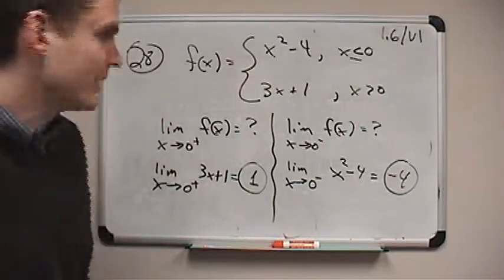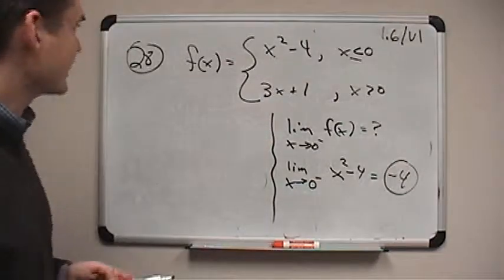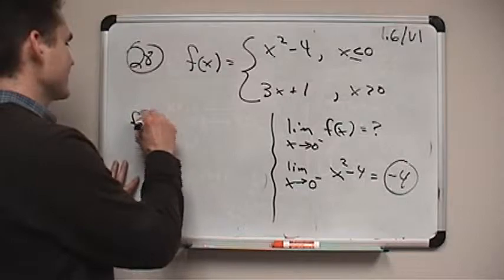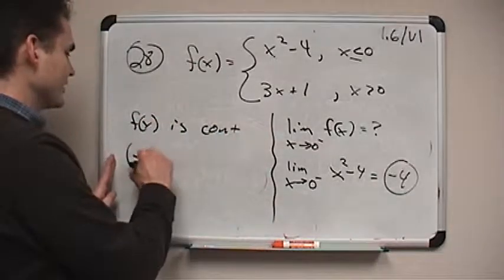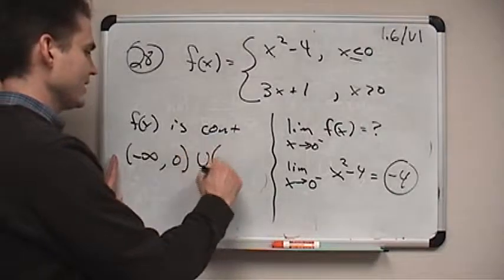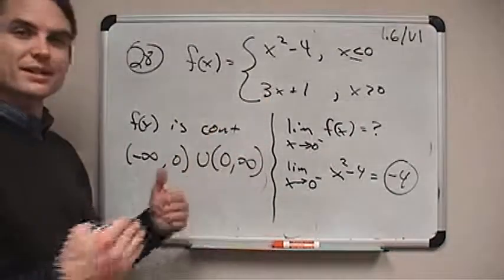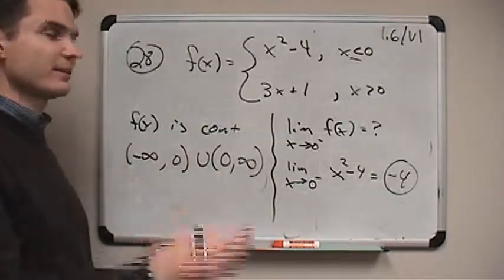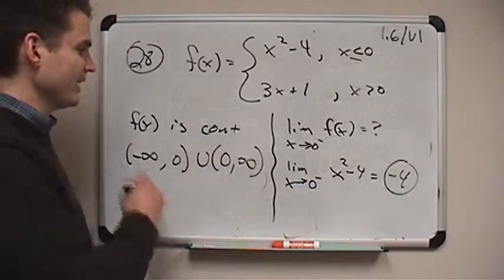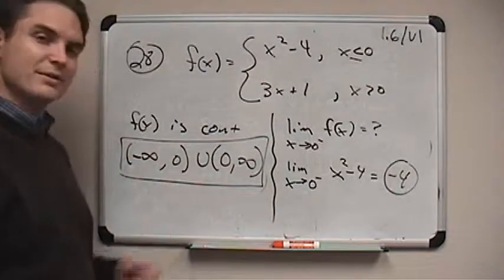So the answer to the question here is that f of x is continuous on two separate intervals, everywhere to the left of 0 and everywhere to the right of 0. It's not continuous at 0 because the function is approaching two different numbers, one from the left of 0 and another one from the right of 0. So those are the biggest intervals of continuity we can have for this function.